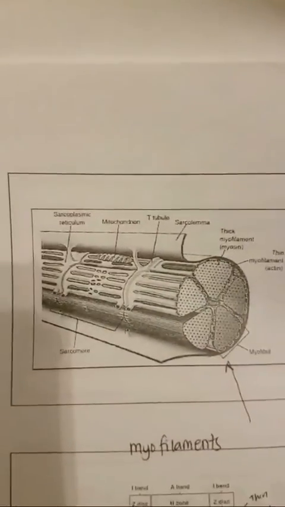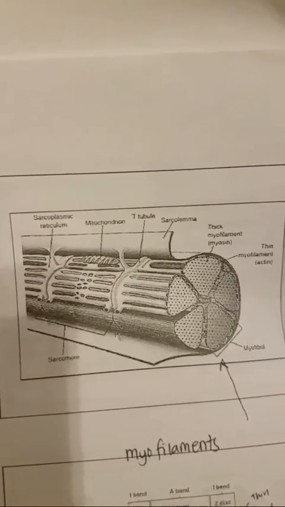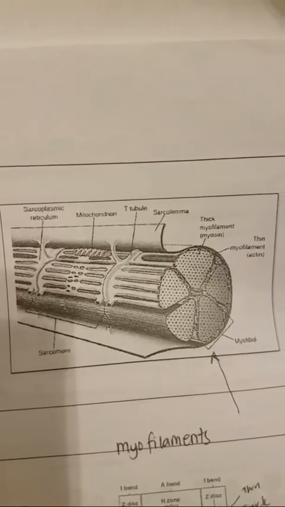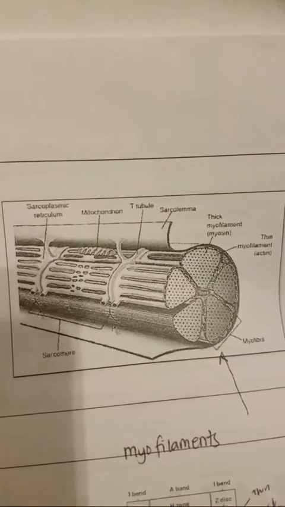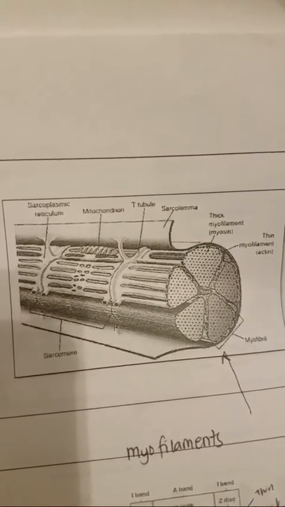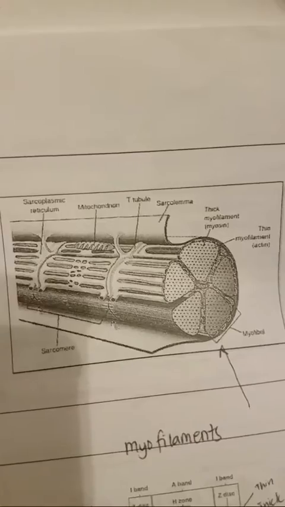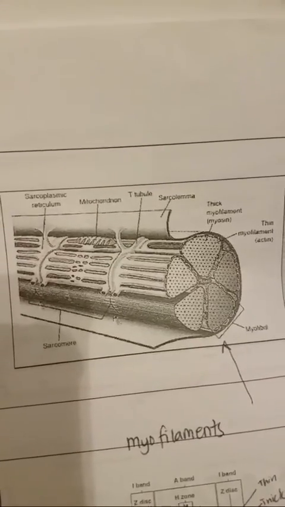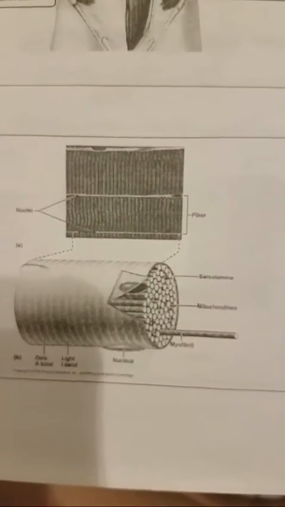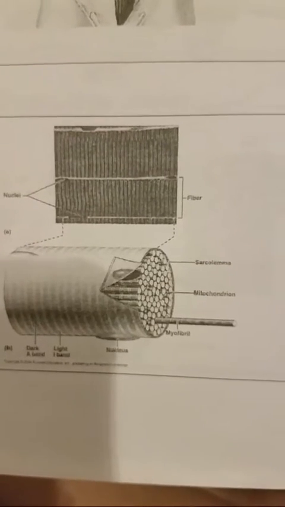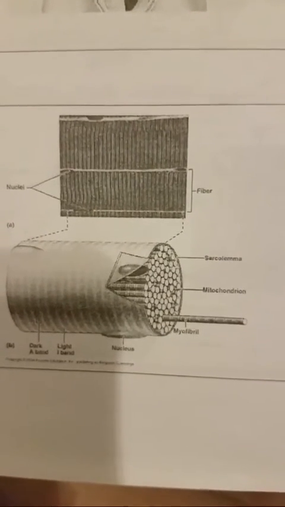Okay, anyway, this is the cell. This is my filaments. So sarcoplasmic reticulum, mitochondria, T-tubule, sarcolemma, thick myofilament, thin myofilament. Nuclei, fiber, sarcolemma, mitochondrion, myofibril.